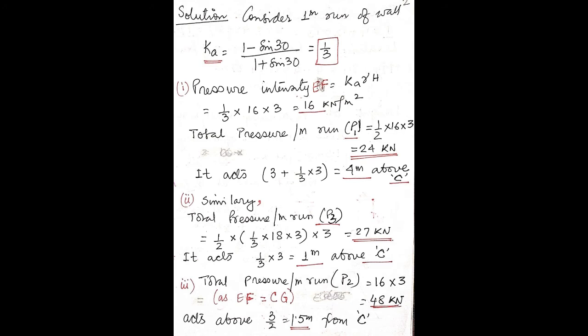Okay, so the total pressure P2 will be what? 16 into 3, because this is a rectangle. So it will be the pressure intensity into height, so it will be 48 kilonewton. And where does it act? It acts at its centroid, the centroid of the rectangle. How much is it? 3 by 2, that is 1.5 meter from the point C.